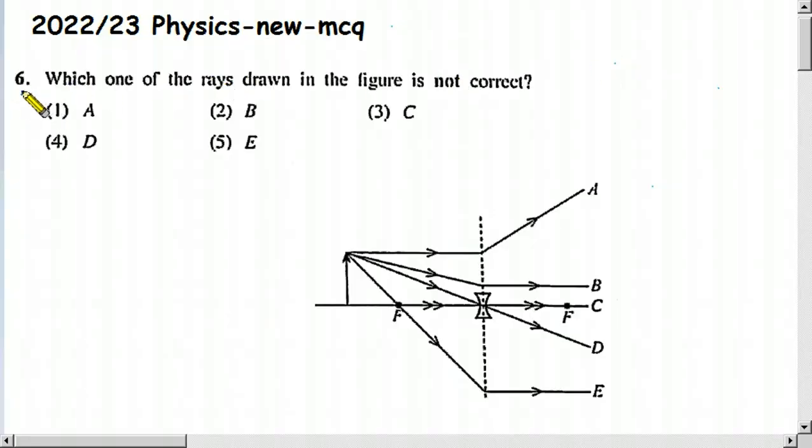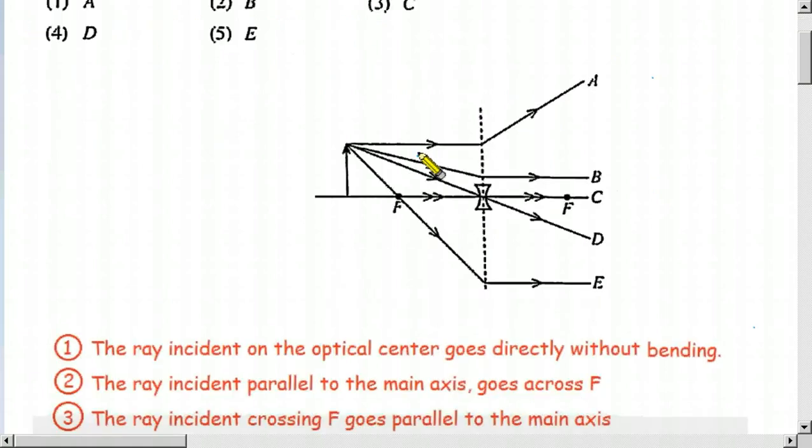Children, today I am going to discuss question number 6 from the MCQ part of the 2022-23 Physics New Syllabus paper. Which one of the rays drawn in the figure is not correct? We have to find out the incorrect ray. They have given a concave lens and an object, and they have drawn some rays here.